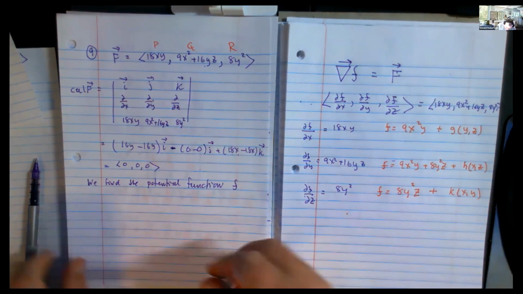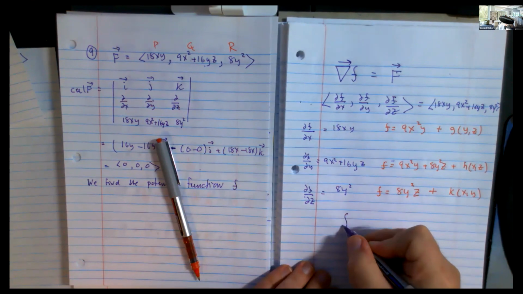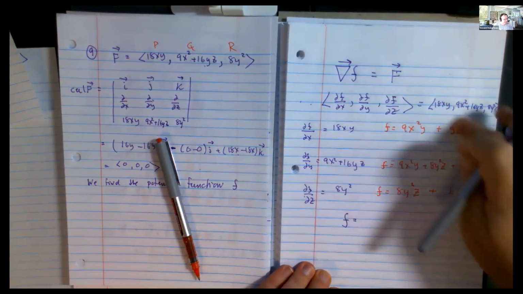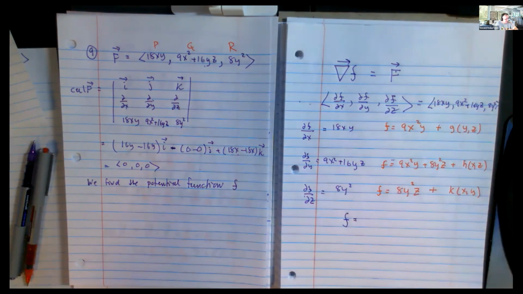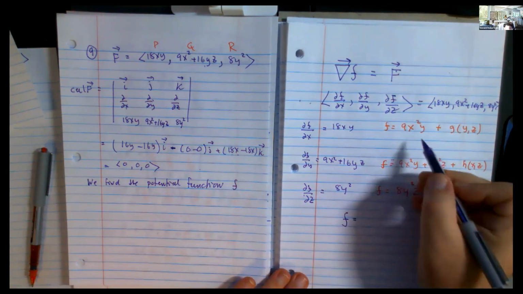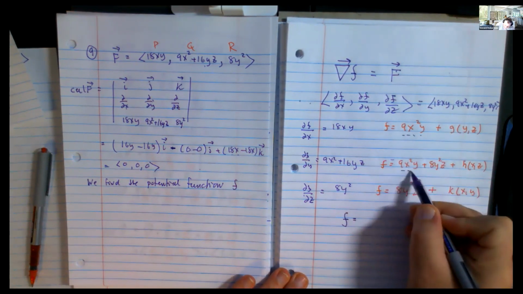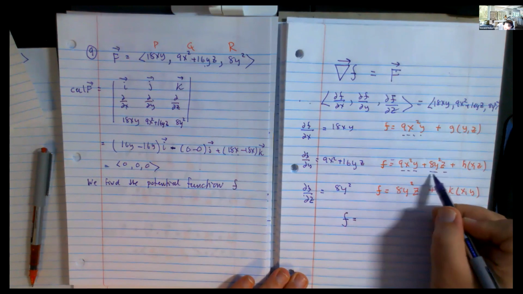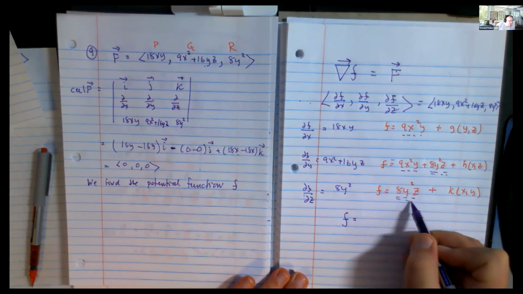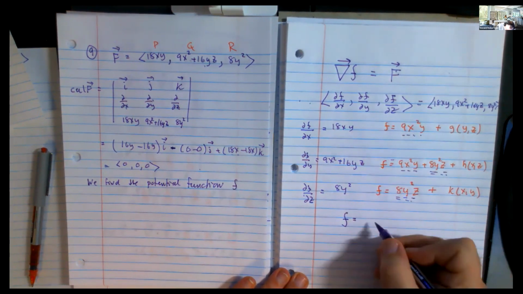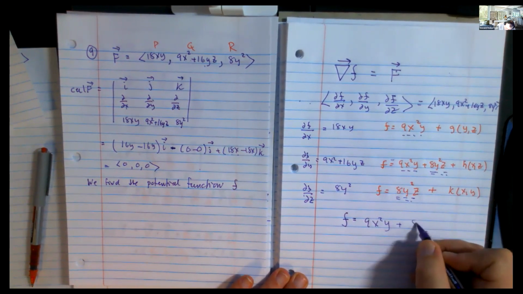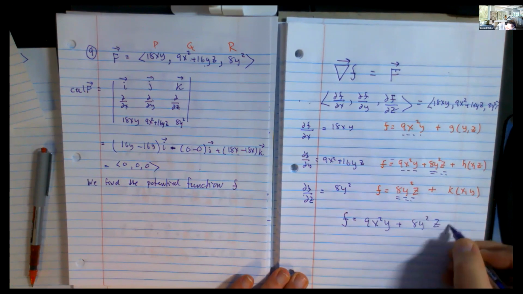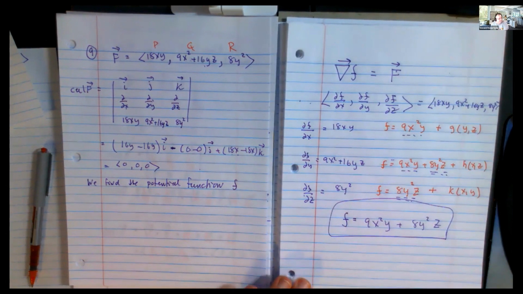Now the finish is you put this together. Now remember what it was like when it was 2, don't you just say, I'll merge them together into 1. Would you agree that that's one of your answers, and that there is the other answer? So when you put them together, you get 9x squared y plus 8y squared z, and we now have the potential function.